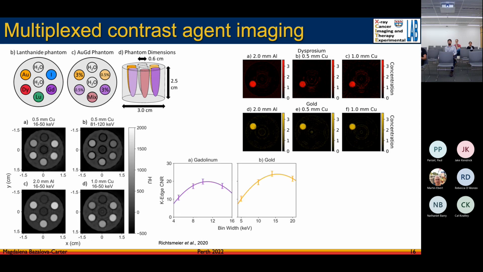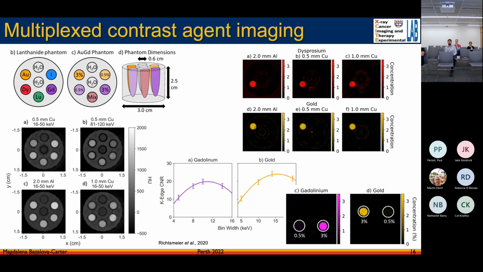He has also looked at how wide the thresholds should be. Of course, ideally your threshold is only 1 keV. In that case, you get much higher contrast, but you basically don't get any X-rays in that particular beam because it's just too narrow. So he's figured out that the optimal bandwidth was about 9 keV for gadolinium and about 12 or I think 13 keV for gold. So it was another study that he has looked at for increasing the sensitivity of our imaging.